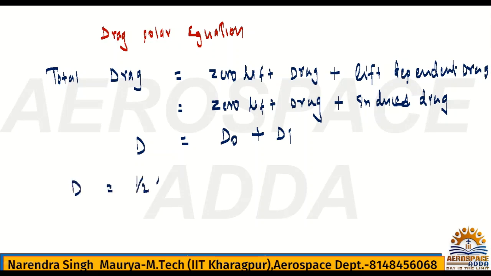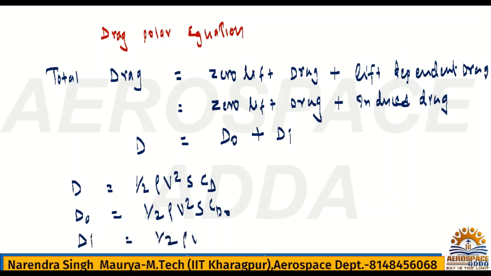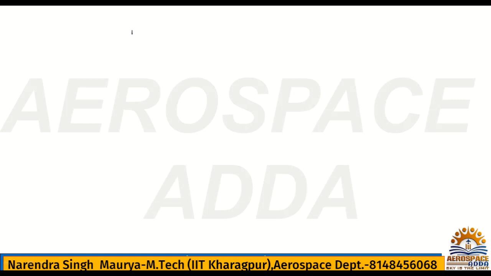You know what the drag is: half rho v square S into CD. D naught is half rho v square S into CD naught, and DI is half rho v square S into CDI. If you put this together, what do you get? CD is equal to CD naught plus CDI. Yes or no?